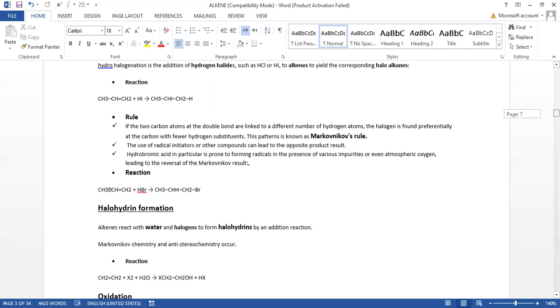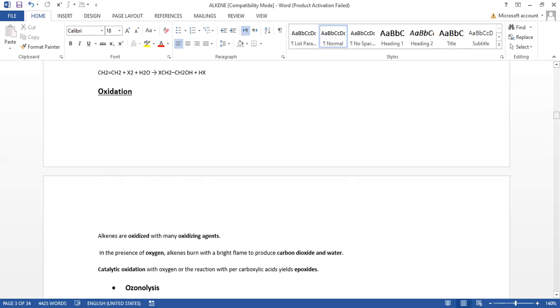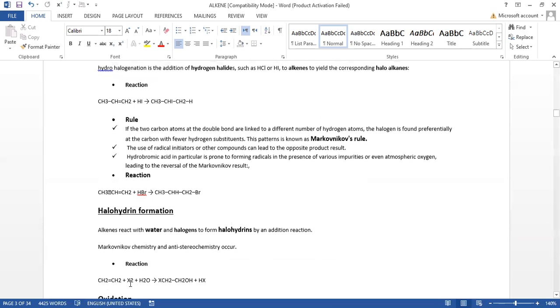Halohydrin formation, in which halo means halogen atom and hydrin means water molecule. This is reacted with the alkene and we get alcohol.